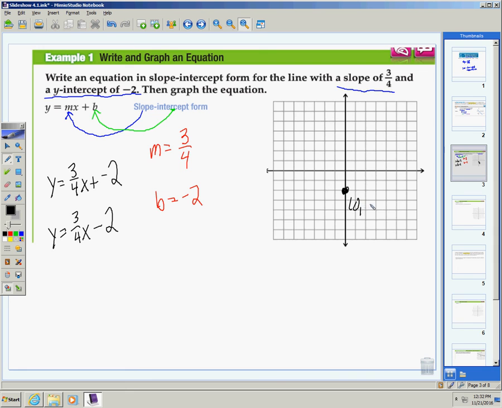And then to find my next point, I can just use the slope. My slope is 3/4, but we know slope is rise over run, which means from (0, -2), I go up 3 over 4. Here's my second point, and if I look, this point is (4, 1). And now I've got my 2 points, and I can make my line. So this is way easier than finding our intercepts or making a table like we've done in the past. We just put on our y-intercept, use our slope to find our next point, and make our line. Pretty easy compared to some of the other things that we've done.